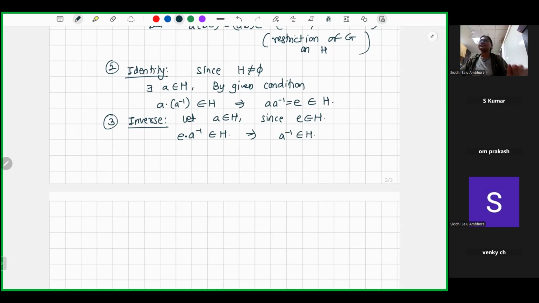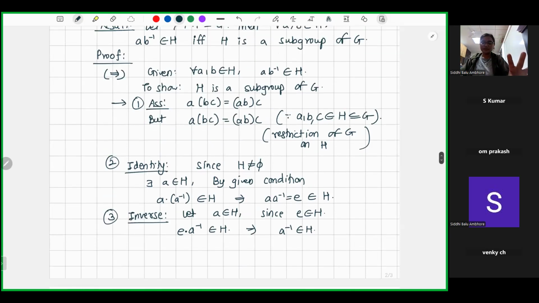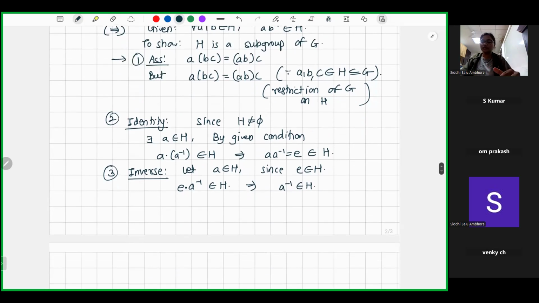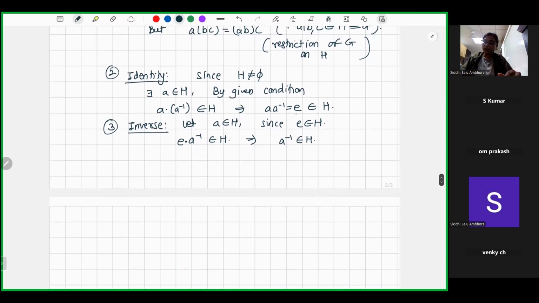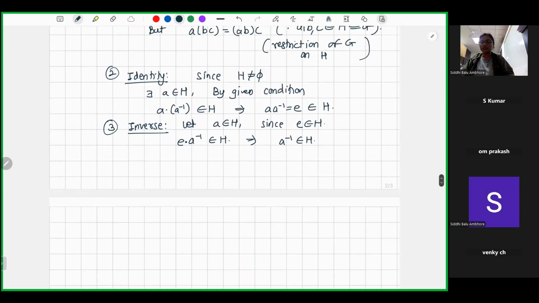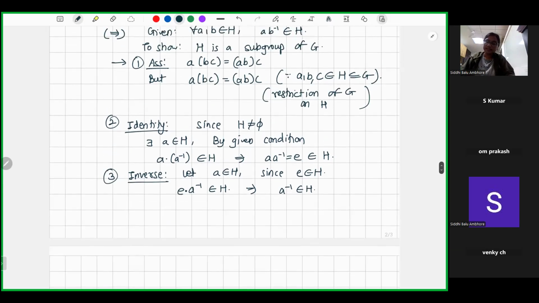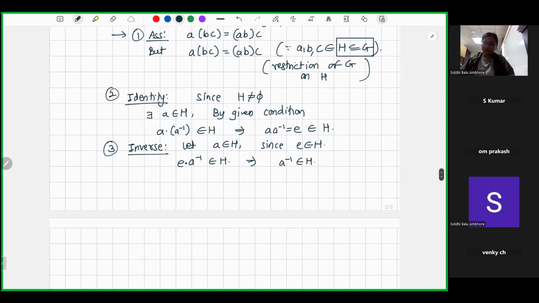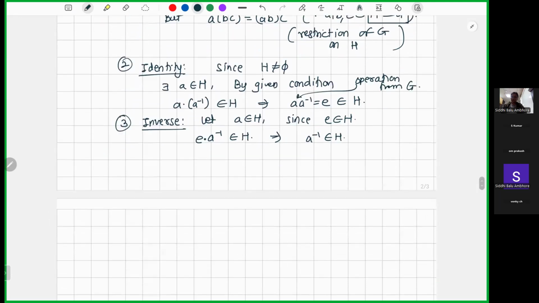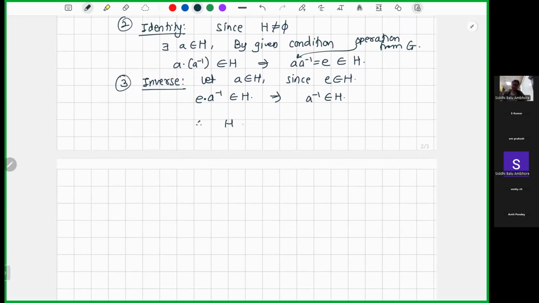So for any given element, we have associativity for the elements of H. We have identity belonging to H. And for any given A in H, we have A inverse belongs to H. So it satisfies all the conditions of being a group, a subgroup of G. Here we used the fact that it is a subset of G, and this identity A A inverse is an operation from G. Therefore H is a subgroup of G.